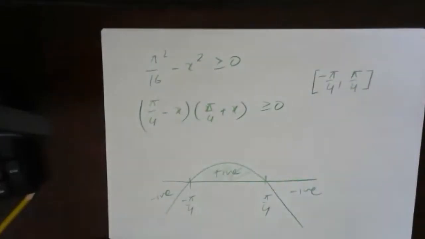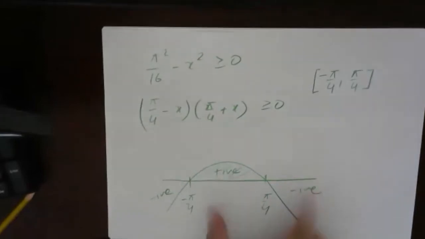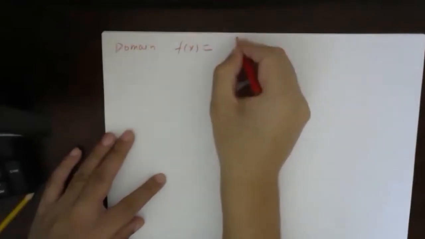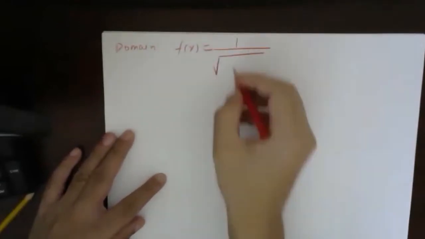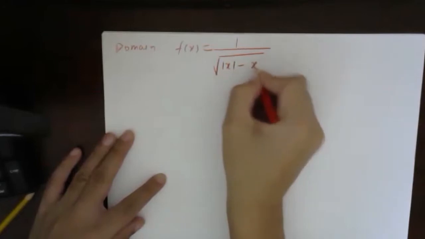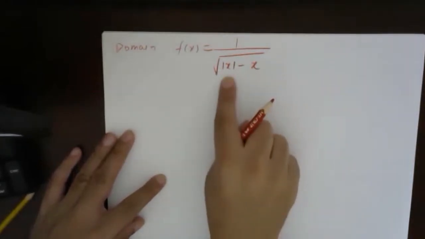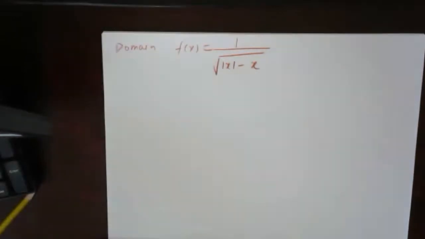Fine. Okay, let's move on to the next question. Everybody understood? Yes. Fine. So again, find the domain of f of x is equal to 1 by the root of mod x minus x. Find the domain of f of x is equal to 1 by root of mod of x minus x.